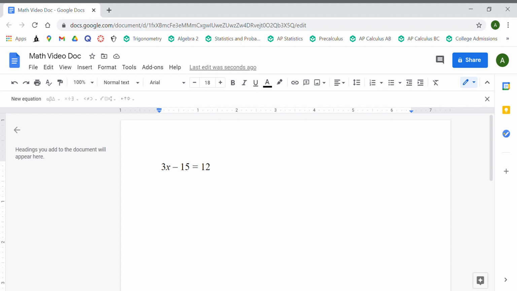So remember, the goal is to get x by itself, with x on one side and the numbers on the other. So let's try it out. We have 3x minus 15 equals 12. What's the first thing we do? Well, it's really simple, guys. If you can get the coefficient and variable on one side and numbers on the other, then you're pretty much almost done. So what we have to do here is get 3x isolated, and to do that we add 15 to each side.